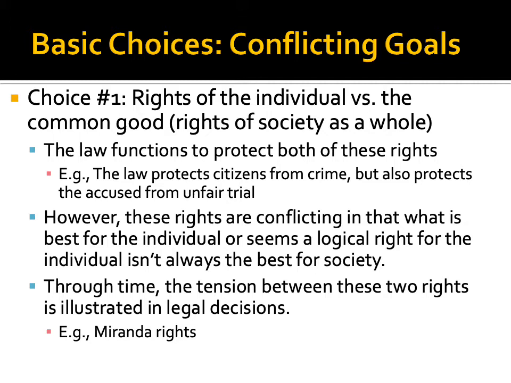However, these rights are conflicting in that what's best for the individual, or seems a logical right for the individual, isn't always the best for society, right? And through time, the tension between these two rights is illustrated in a lot of different legal decisions, right? For example, we have Miranda rights, that we have to tell people, even if we saw them commit a crime, that they have the right to remain silent and they have the right to an attorney. A lot of people, that drives them crazy. No, we shouldn't tell them they have these rights.